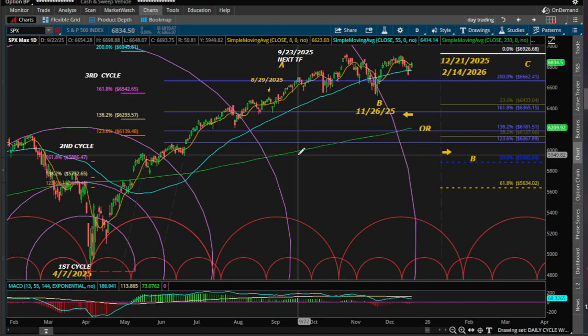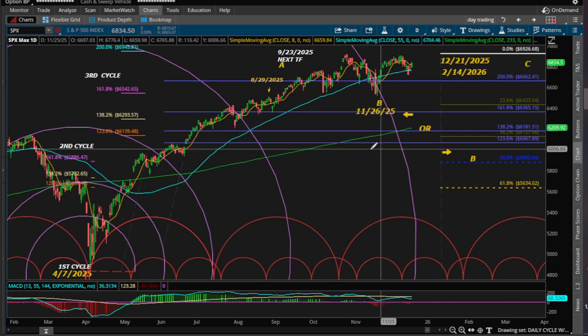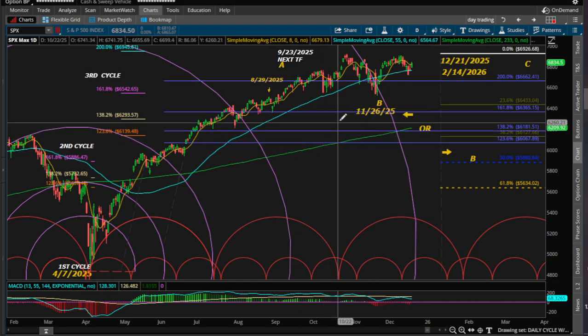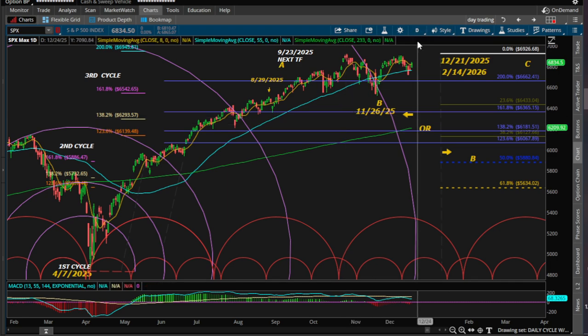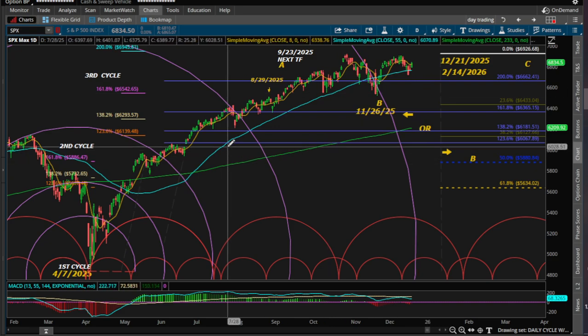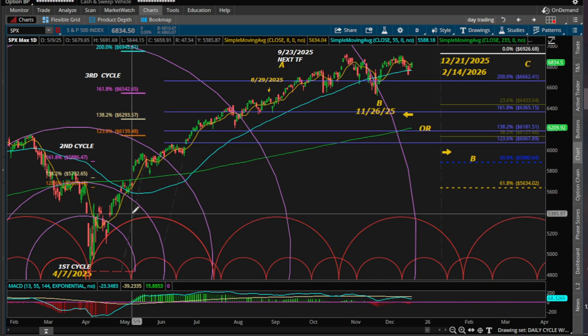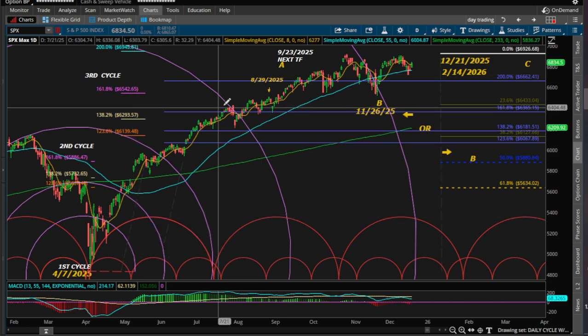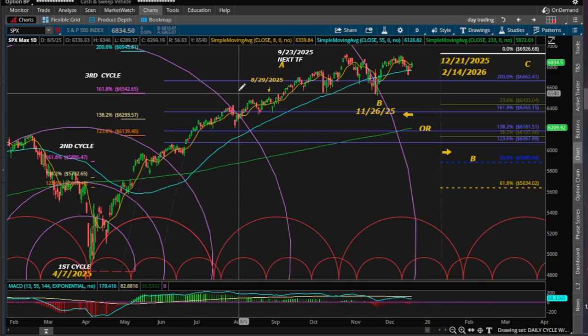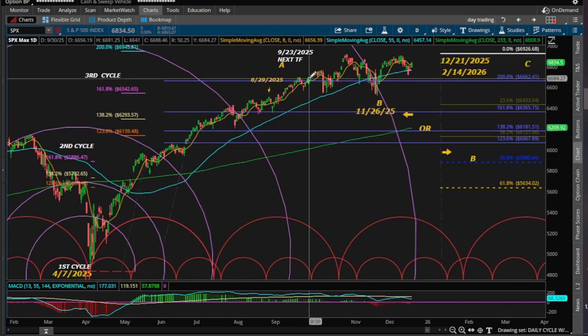SPX chart. We might just stick with the SPX right now. This is the daily time frame. Each candlestick is one day. I've got some cycles out to the left here that say that a potential third cycle is complete.